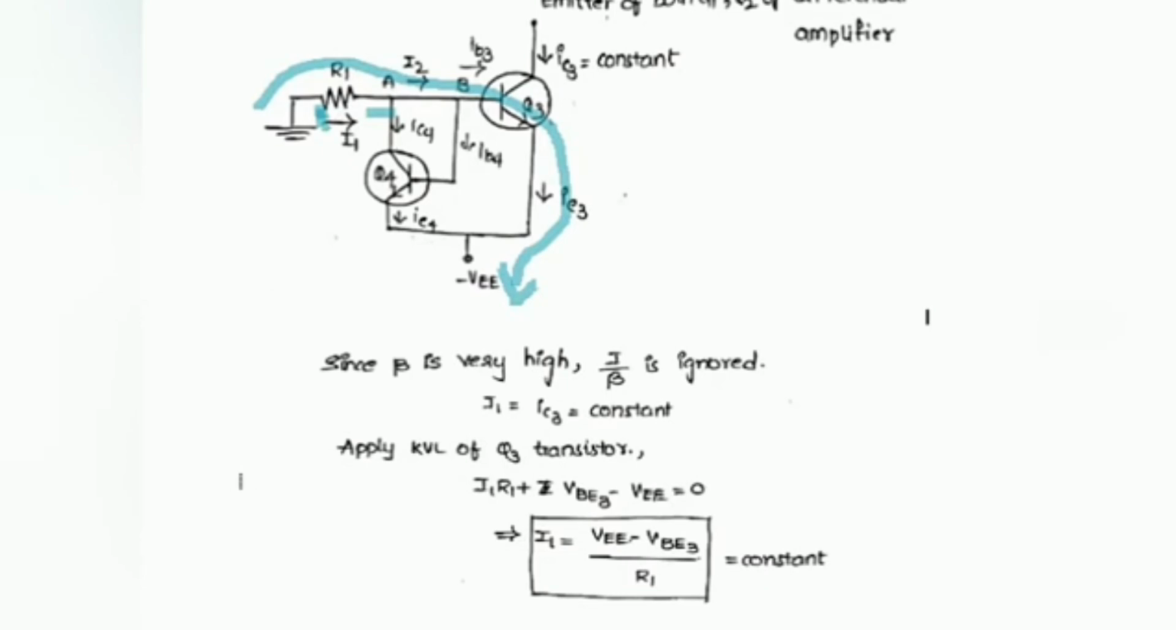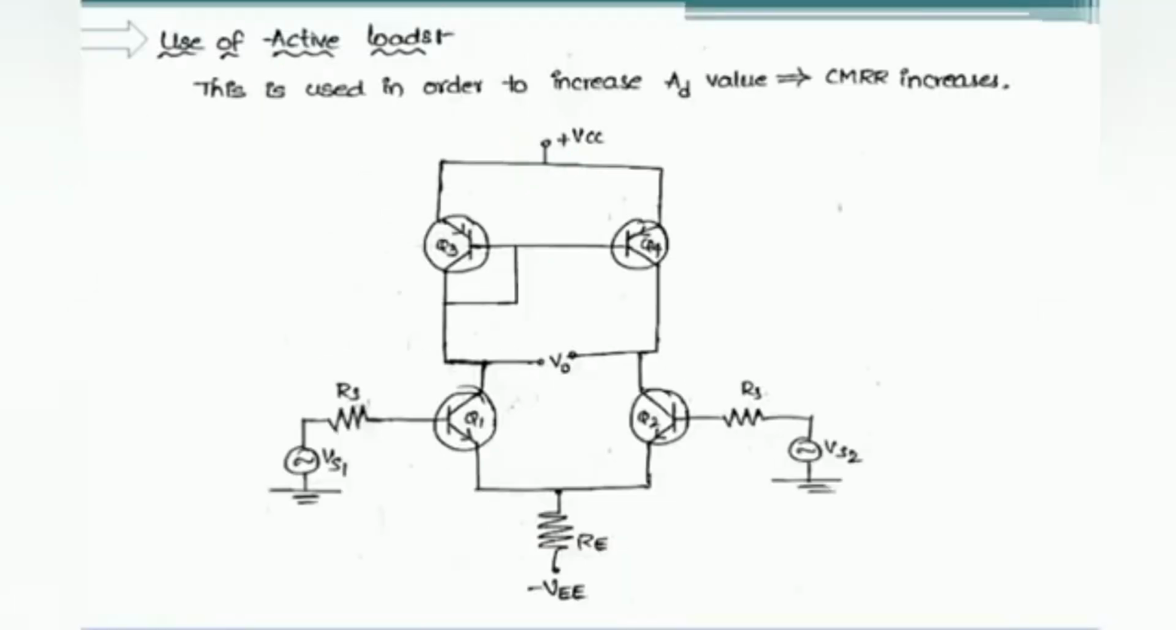Now we are going to see the other two methods which are used in order to obtain the high CMRR value for better performance. Here we are going to see the third method, that is the use of active loads. Active loads in the sense use of transistors in place of resistors. In the first two methods we saw that the resistance RE should be replaced by constant current sources: the first one is the constant current bias method and the second one is the current repeater circuit or current mirror circuit.